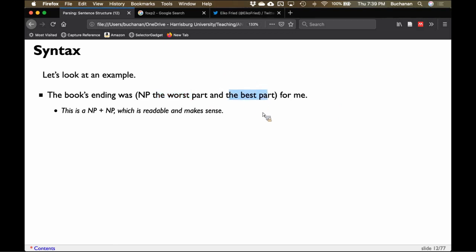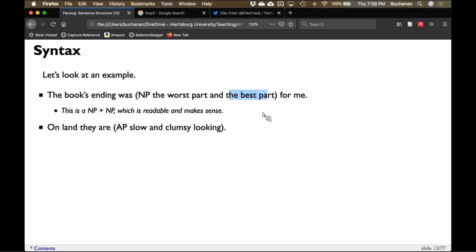Now, the worst part and the best part here, the combination of these two things, are both noun phrases. The worst part, the best part, are determiner, adjective, noun. Since they're both noun phrases, this is a sentence that makes sense.